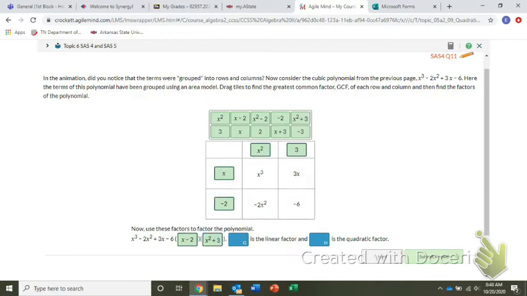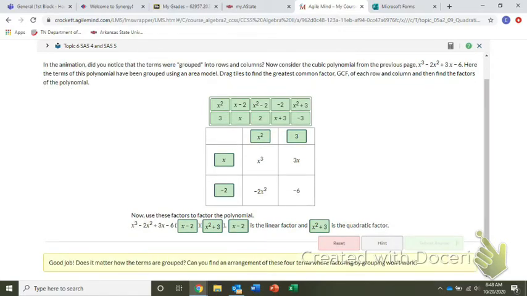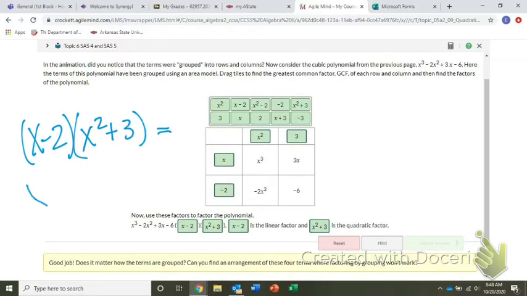Now it says blank is the linear factor and blank is the quadratic factor. So out of your 2 factors, your linear is the one that only has 1 x. So remember, that's going to be x minus 2. Quadratic is going to have an x squared, so that would be x squared plus 3. So if I were to multiply those 2 factors, I would get x cubed minus 2x squared plus 3x minus 6. Okay?